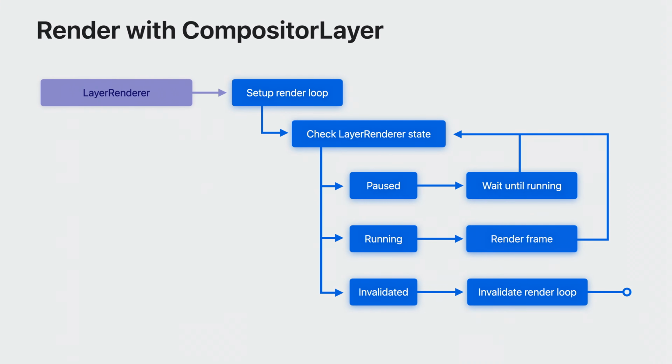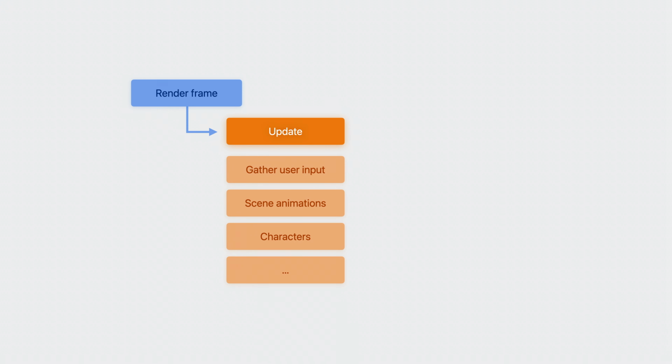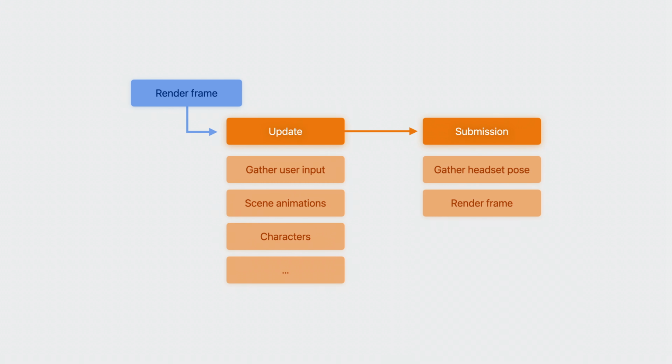Within the render loop, it's time to render one frame. When rendering a frame, Compositor defines two main sections. The first one is the update. Here's where you will do any work that is not input latency critical. This can be things like updating the animations you're seeing, updating your characters, or gathering inputs in your system, like hand skeleton poses. The second section of the frame is the submission section. Here's where you will perform any latency critical work. You'll also render any content that is headset pose dependent here.